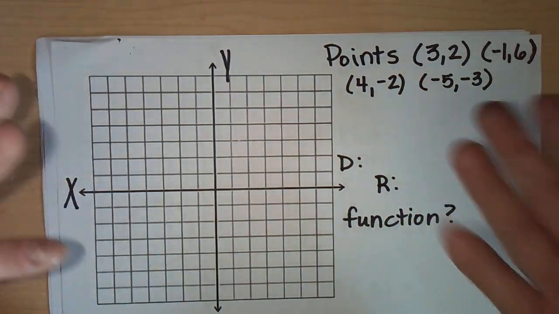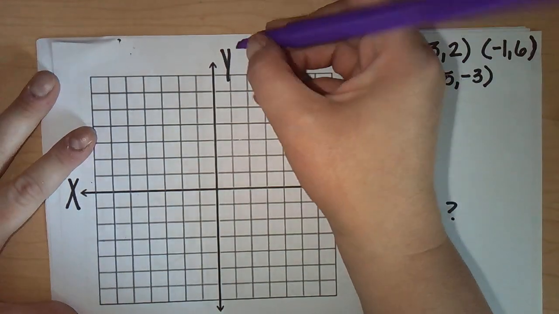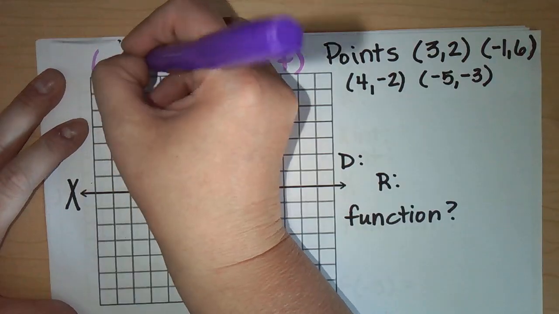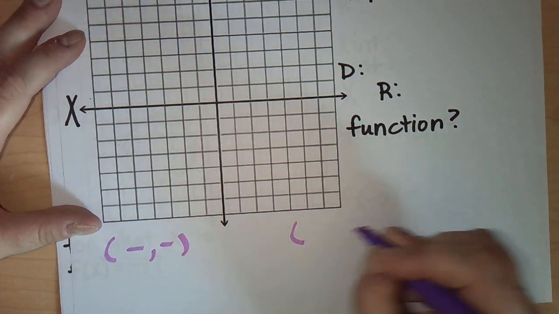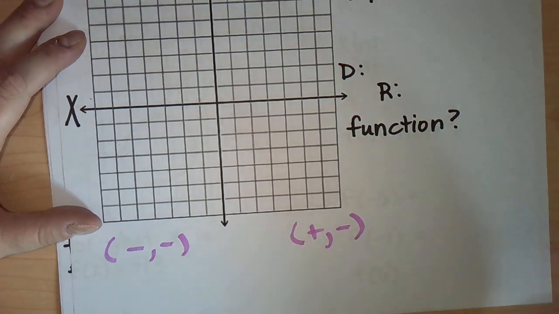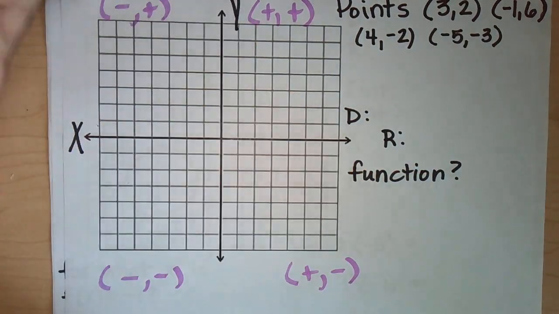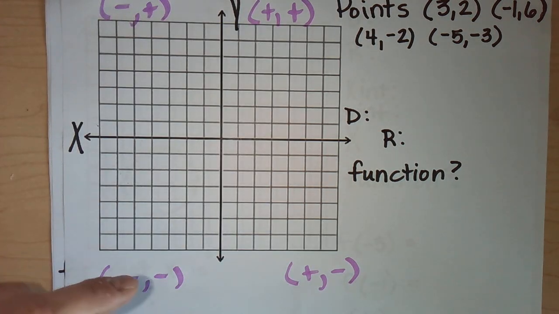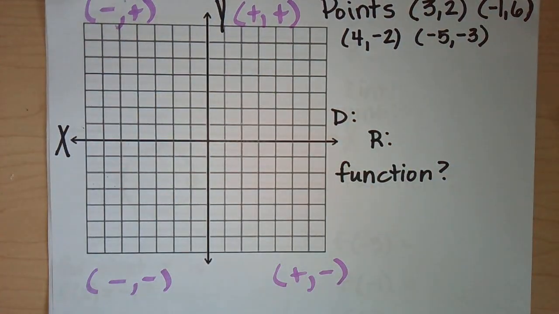We have to draw the points and then do the domain and range. Well, let's remember. Top right, plus plus. Top left, negative plus. Bottom left, negative negative. Bottom right, plus negative. And this is going to help so much, even when you go to pre-cal, because when we get to calculus, even though the math will be horrifying, this plus, negative, that'll all be the same thing.